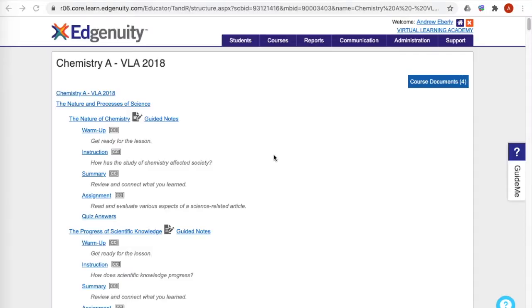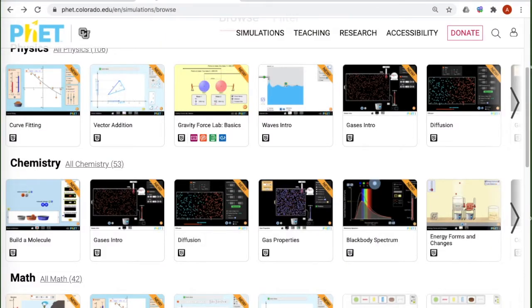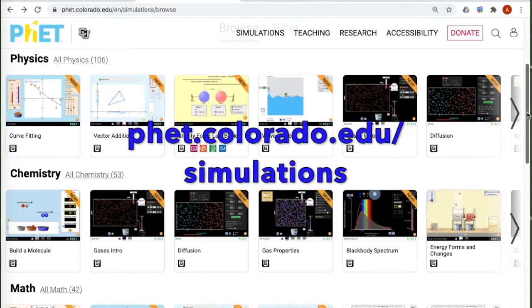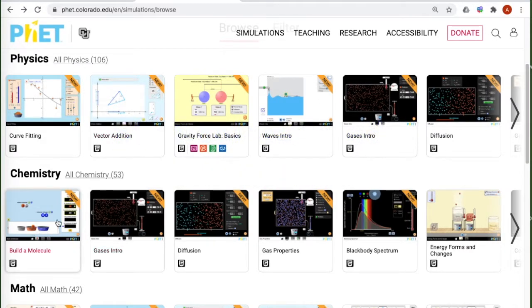I'm going to show you some simulations that can help visualize some of the things that are not included in the Ingenuity course. In Chemistry A, you start with atomic structure and the periodic table. The PhET simulations here are from the University of Colorado. It's phet.colorado.edu. And take a look at the chemistry simulations.